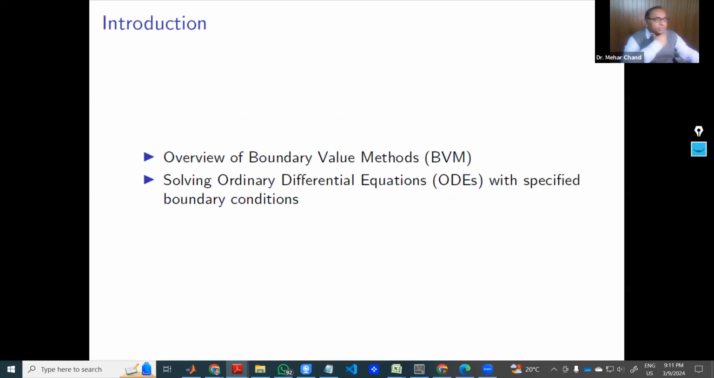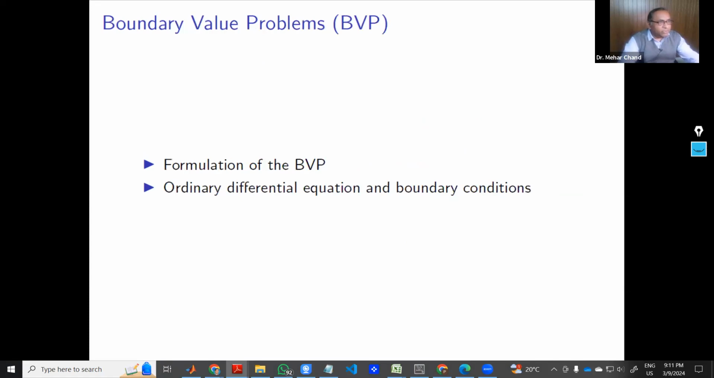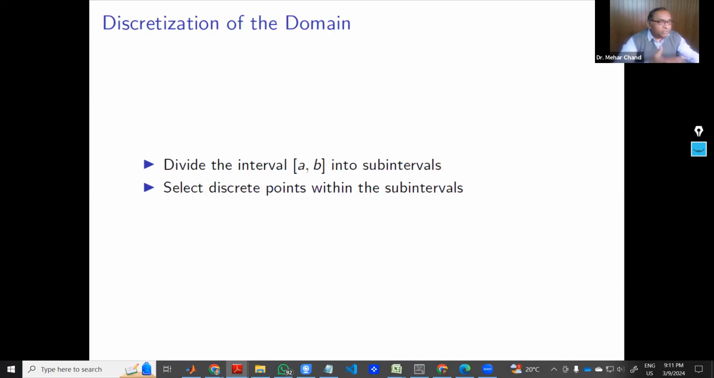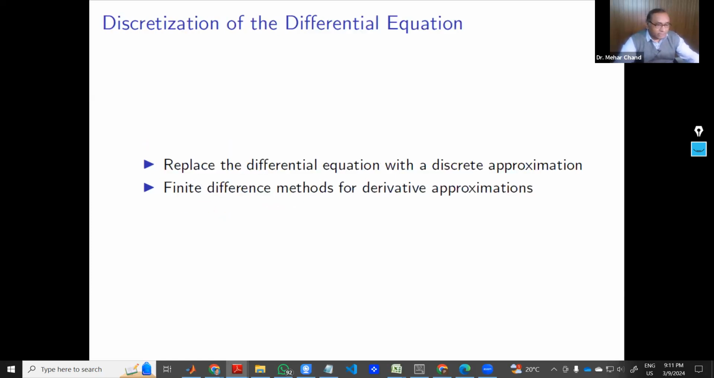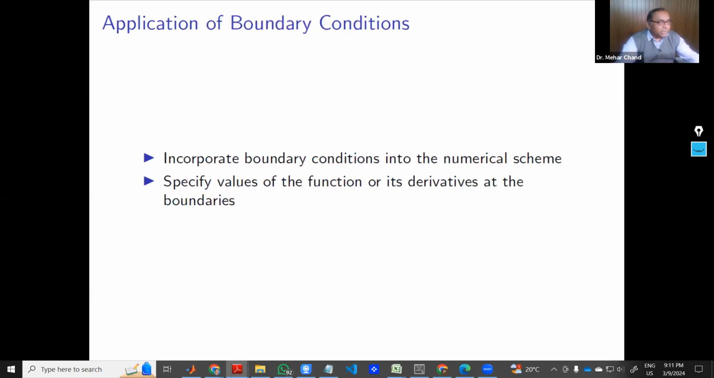In the case of boundary value problems, we can solve these by using some specific method. When the differential equations and the boundary conditions are given, we can discretize the domain, as we do for finite difference or for the shooting method. In both cases, we always discretize the given interval, and here you can select the discrete points within the sub-intervals.